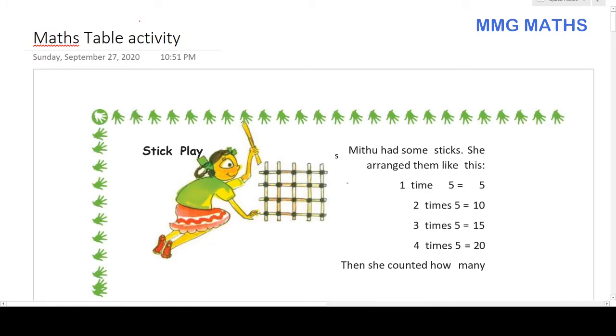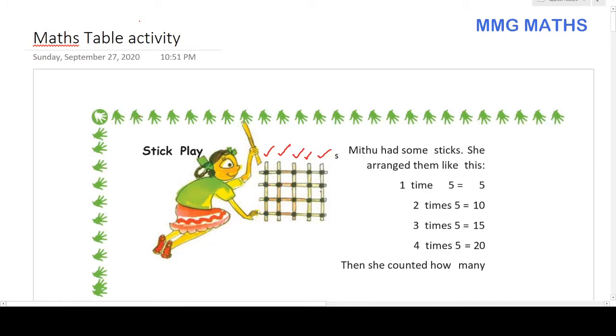Okay, so see here what is written. Mithu had some sticks. She arranged them like this. 1 times 5 is written. So look here, first you have to take 5 sticks and arrange them in this way. 1 2 3 4 5. Here you can see 5 sticks are arranged in column manner.